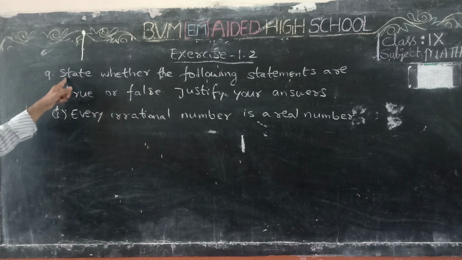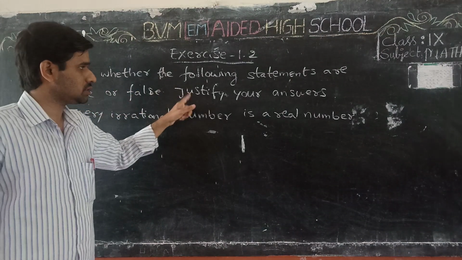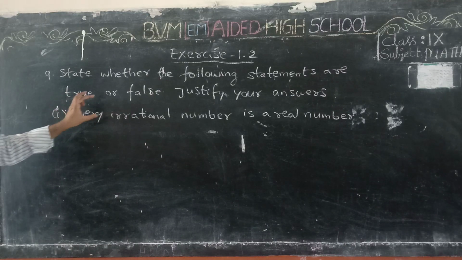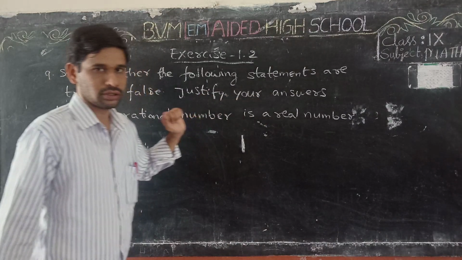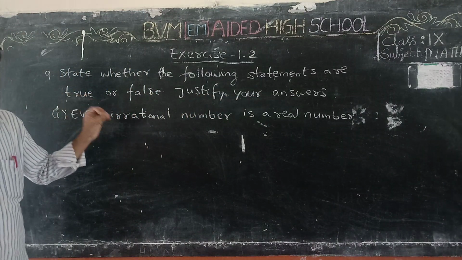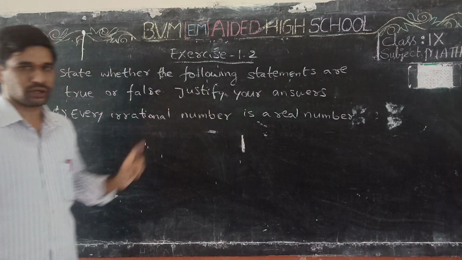Now, ninth question in exercise 1.2, state whether the following statements are true or false. Justify your answers. So first statement: every irrational number is a real number. That means if you take any non-terminating, non-recurring decimal or square root of non-perfect square numbers like that, every irrational number is a real number. Is it true or false?